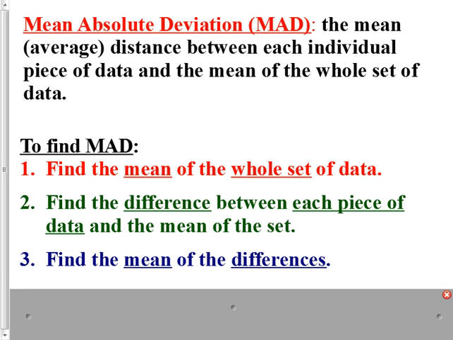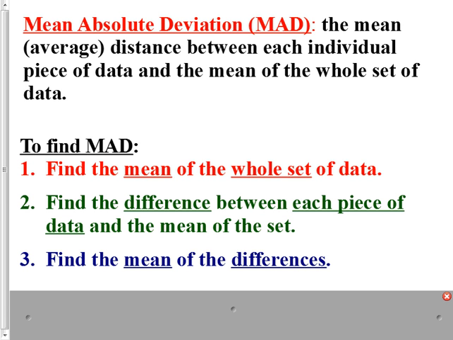The steps that we use to find the MAD: we find the mean of the whole set of data. We should already know how to do that. We just average the numbers. Then step 2 is to find the difference between each piece of data and the mean of the whole set, and then find the mean of the differences. So really, we're finding an average, we're doing some subtraction, and we're finding another average. That's truly all it is. It's just a lot of steps, and it sounds really confusing.